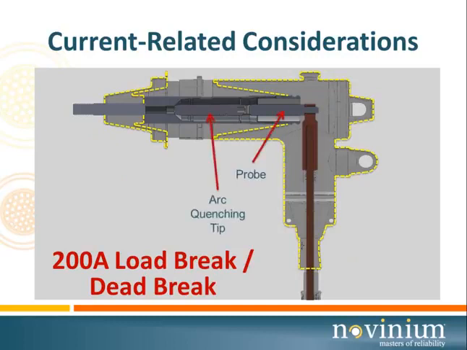On the inside, we have a probe, the elbow probe, and when we're talking about load break connectors, this always has a tip, a plastic white tip. That tip is an arc quenching tip.